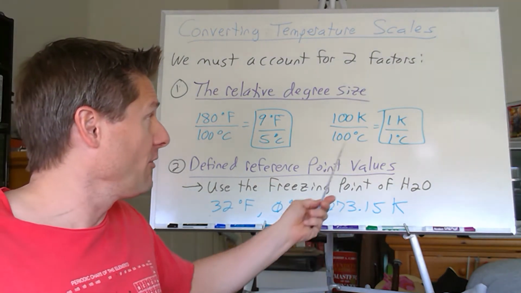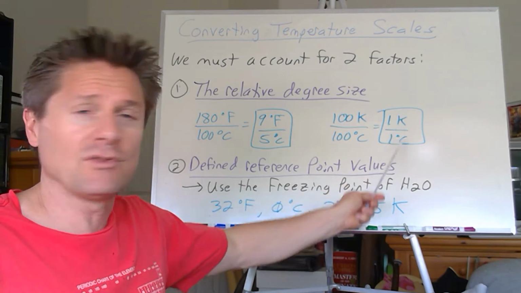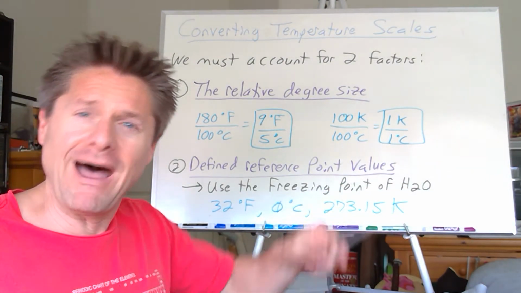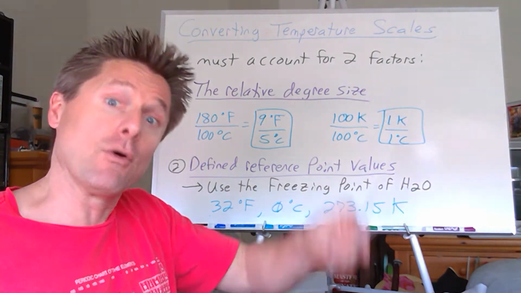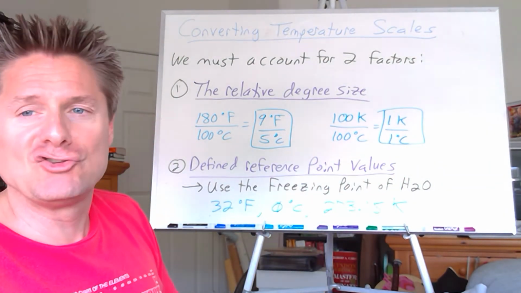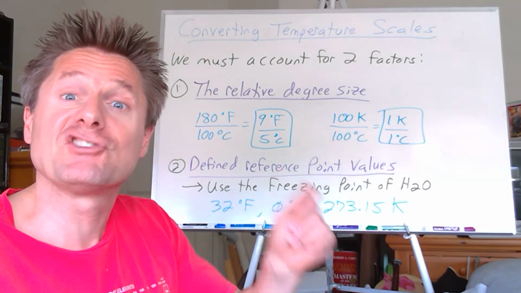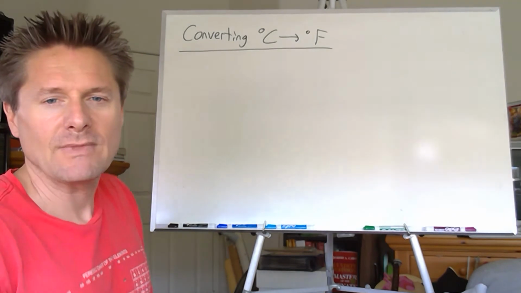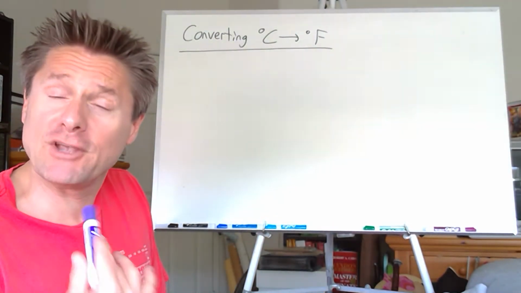If I want to go from Celsius to Kelvin, I adjust with the 1-to-1 ratio, which I can do in my head, and then I have to add 273.15 to get from Celsius to Kelvin. If I go Kelvin to Celsius, I'll have to subtract 273.15. Let's do it for degrees Celsius and degrees Fahrenheit, and show you how these two factors come into play. Let's walk through this one, see if you can do it with me.